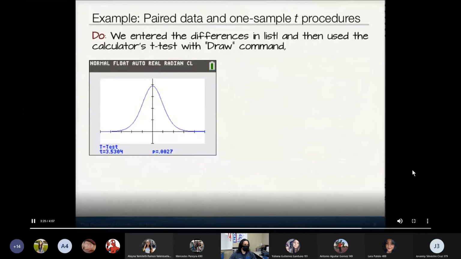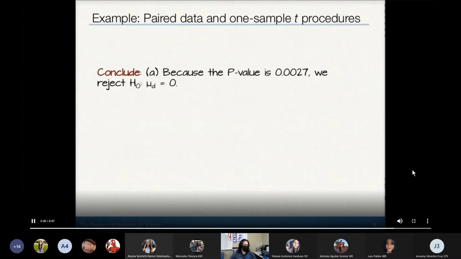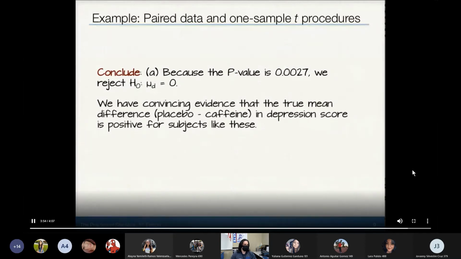Now we entered the differences in list 1 and then used the calculator's t-test with the draw command to perform this test. We see our statistic here is 3.53, and we get a p-value of 0.0027. That's the area to the right of t equals 3.53 on the t distribution curve with 10 degrees of freedom. Now, because the p-value is 0.0027, and that's significantly less than 0.05, we reject our null hypothesis. We have convincing evidence that the true mean difference, placebo minus caffeine, in depression score is positive for subjects like these. Now, for some additional practice with paired data and one sample t procedures, try exercise 85.